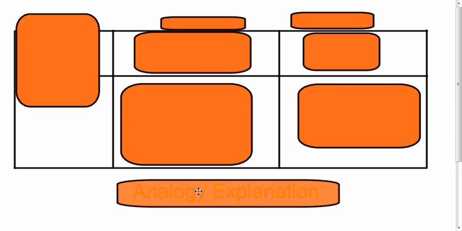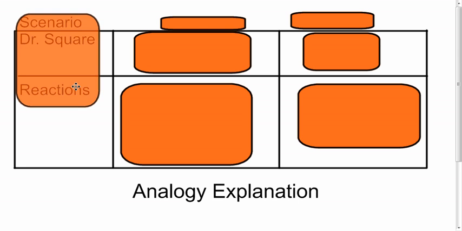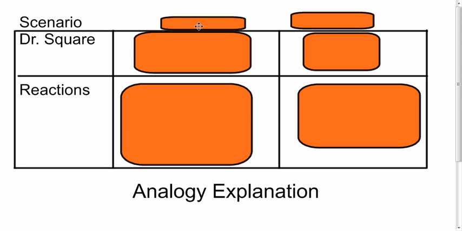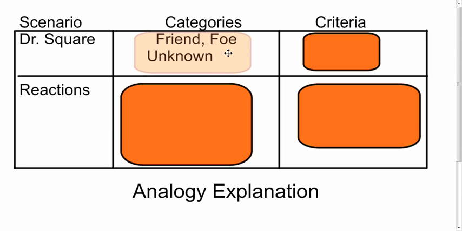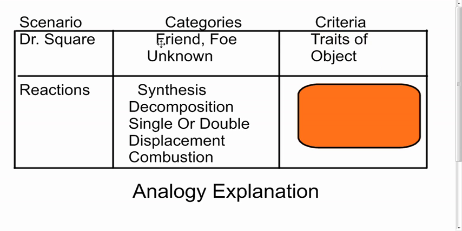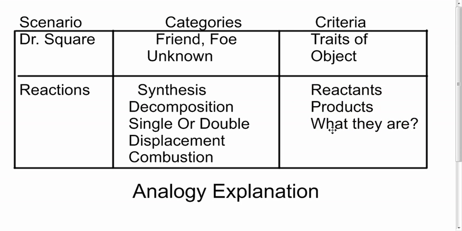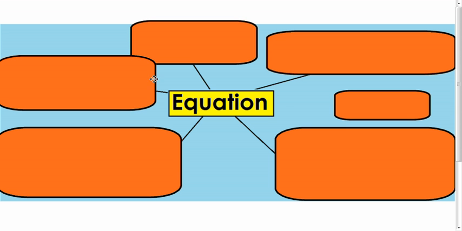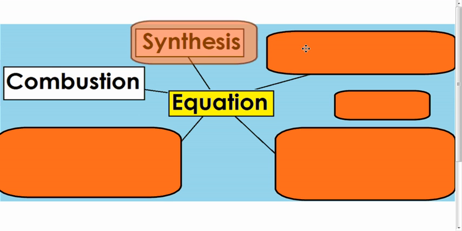Now, to explain the analogy, you've got these two scenarios, Dr. Square and the reactions. The categories for Dr. Square are friend, foe, or unknown, and for a reaction or an equation, it's these 5 different categories. And the criteria, the traits of the object: what is Dr. Square's feeling about the object? Whereas with reactions or equations, you're mainly going to focus in on what the products and the reactants are. All right, here's just a visual to show you.